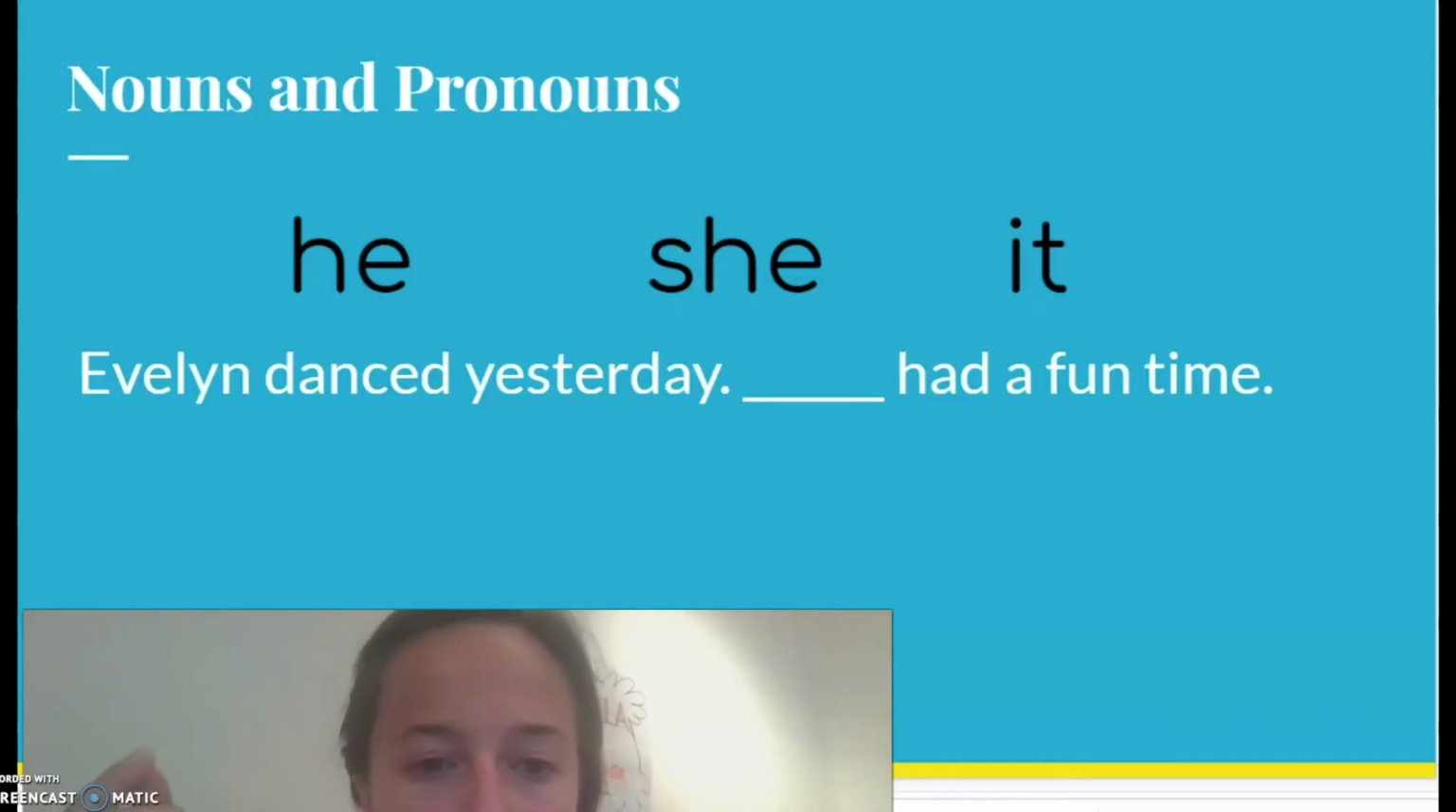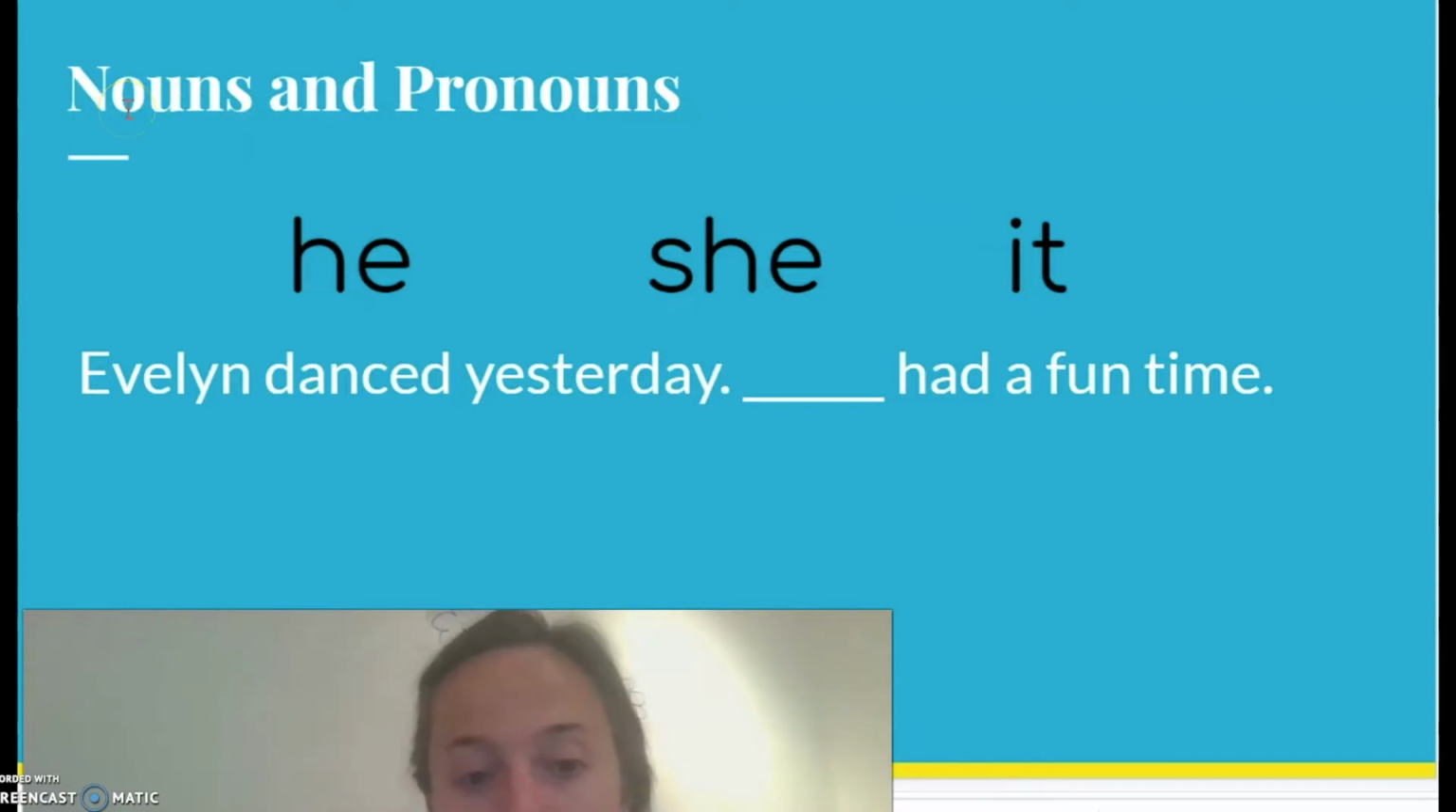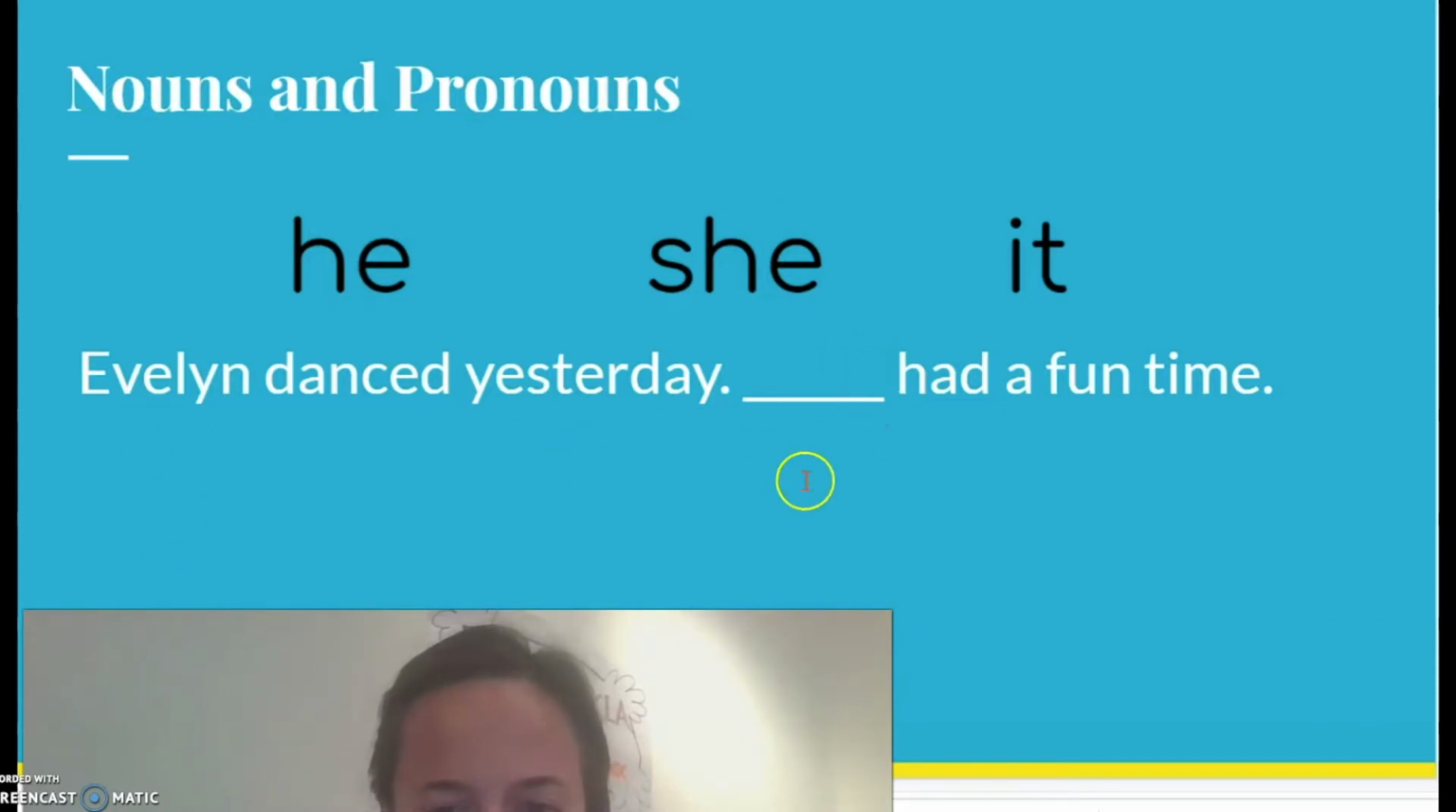We remember that pronouns are little words like he, she, or it that can take place of nouns. You did some practice with it on the homework this week, and we're going to keep practicing it. So I'm going to read you these sentences, and you're thinking about which pronoun could go in the blank. Evelyn danced yesterday. Blank had a fun time. I don't want to repeat Evelyn again, so I'm going to put a pronoun in there. Evelyn danced yesterday. He had a fun time. No, that doesn't make sense. Evelyn's a girl.